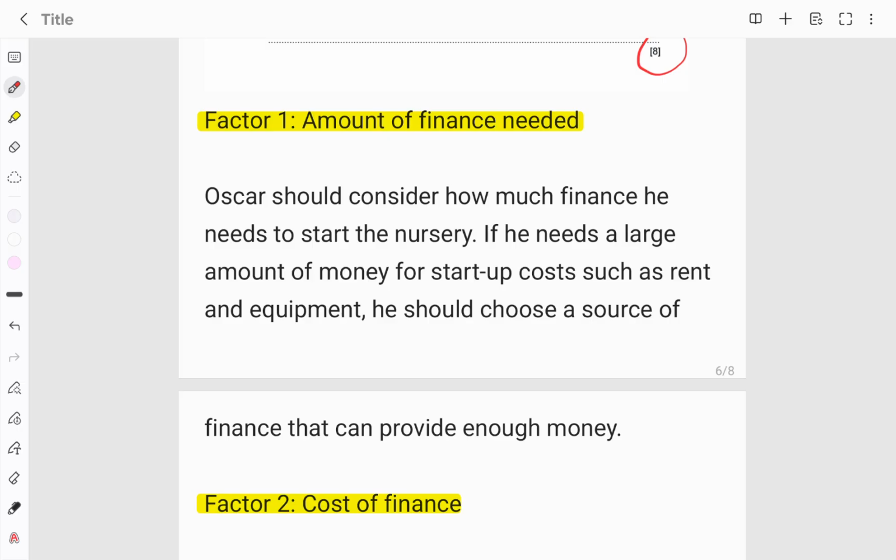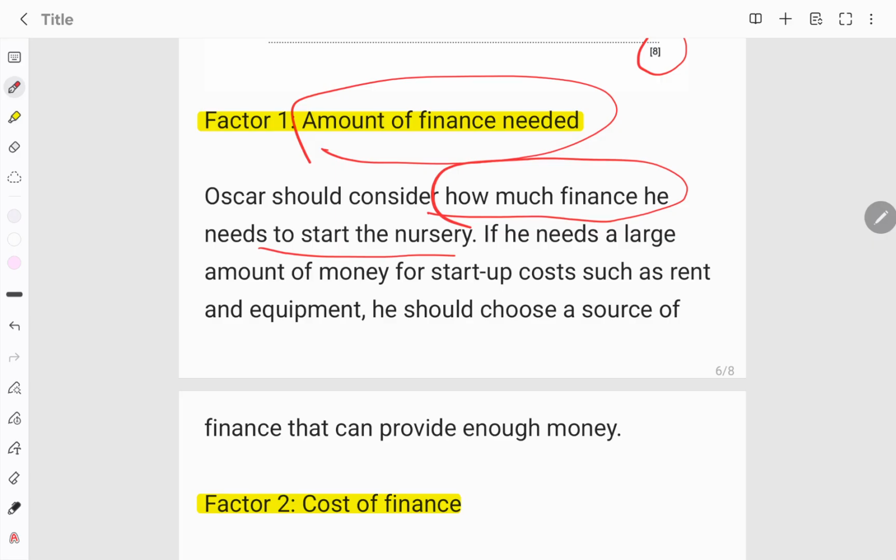Oscar should consider how much money he needs to start his nursery. He will need money for things such as rent, equipment, and other startup costs. If he needs a large amount of finance, he should choose a source of finance that can provide enough money. Otherwise, he may not be able to pay all his startup costs and may not be able to start the business successfully. Okay, that is the first factor, amount of finance needed. He should consider how much finance he needs to start the nursery.